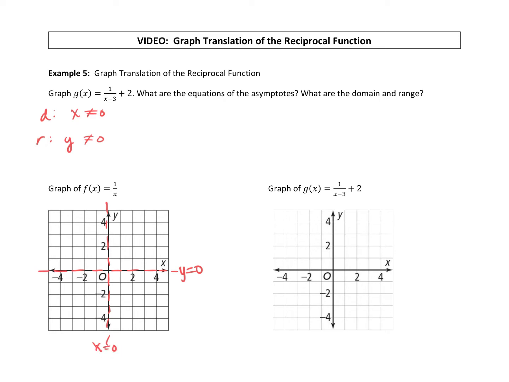Okay, so our parent function will go through two distinct points. It's going to go through 1, 1, because if I make the x a 1, 1 divided by 1 gives me back y, so I've got that ordered pair 1, 1. And if I use a negative 1 for the x, you will get a negative 1 for the y. So it will go through negative 1, negative 1.